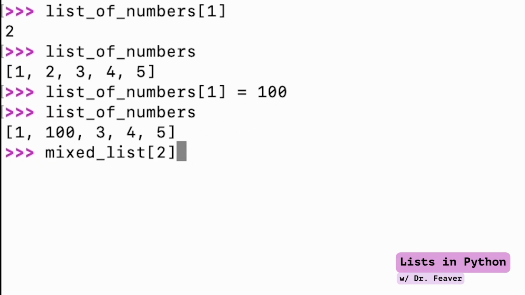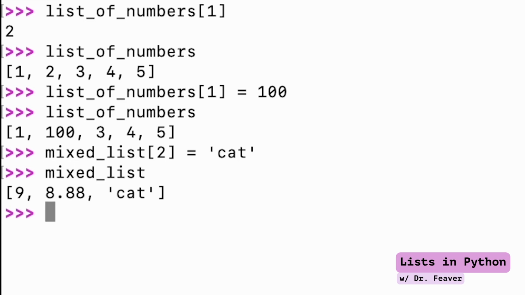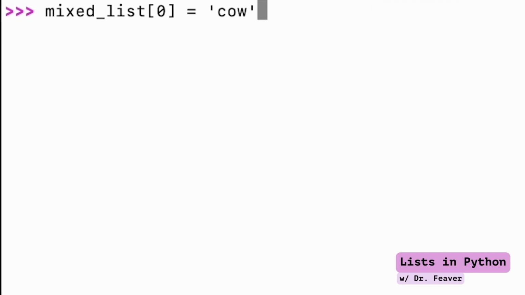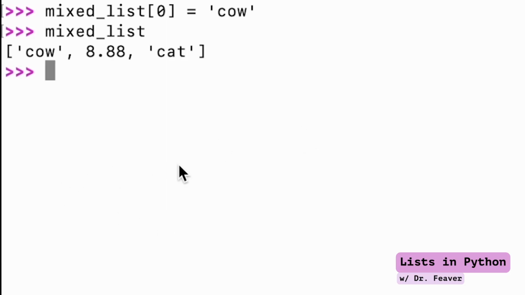Also, if I look at mixed list at 2, and I want to change it from cow to cat, I can. I just set it equal. And then if I see mixed list, it'll change cow to cat because I've given it a new value. I can also change mixed list at 0 to cow. Even though mixed list at 0 is currently an integer, it's the value 9, I can change it to cow, and we have this.